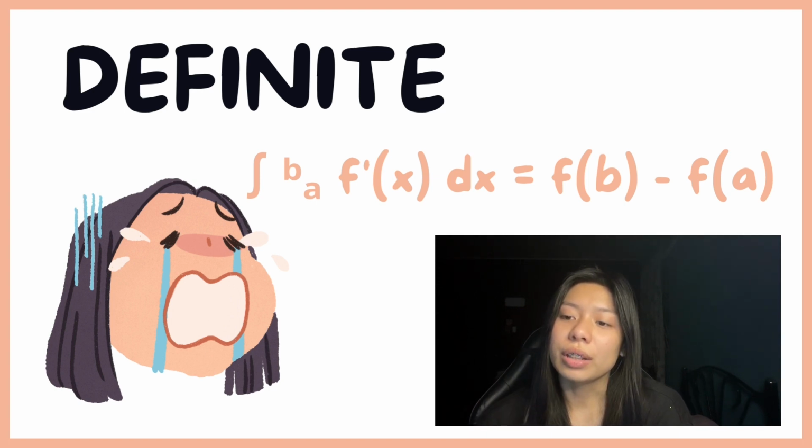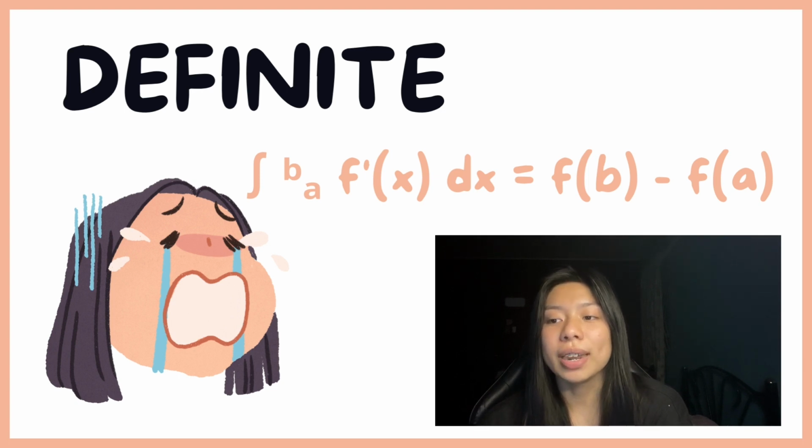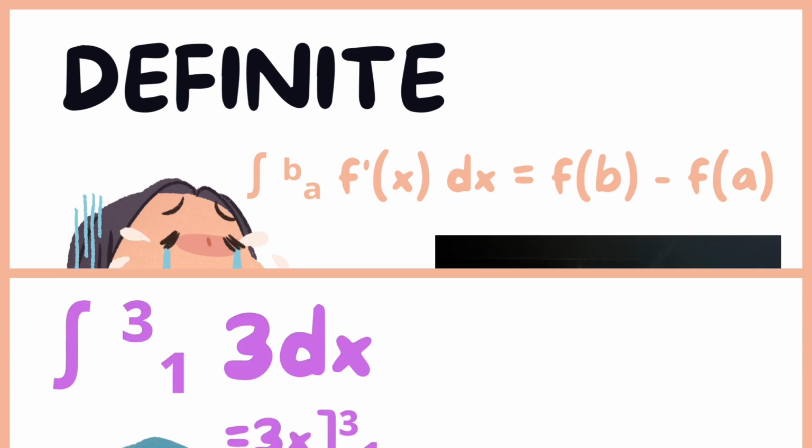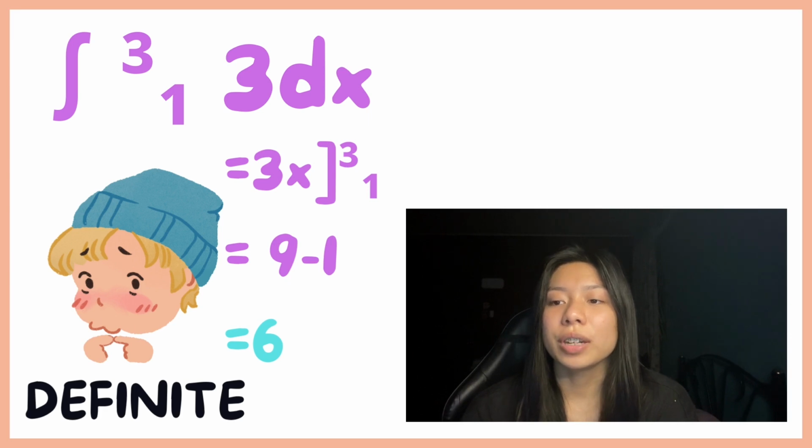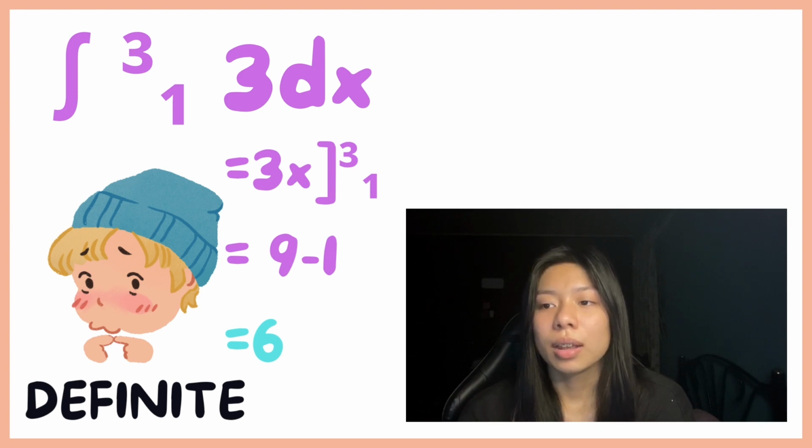It follows the format: the integral from the lower limit a to the upper limit b of f prime of x dx is equal to f of b minus f of a. For this example, the integral from 1 to 3 of 3 dx. First, we integrate 3 dx, which will be 3x. Then we will substitute x with the values of a and b and follow the formula. Perform the operations and get the final answer.